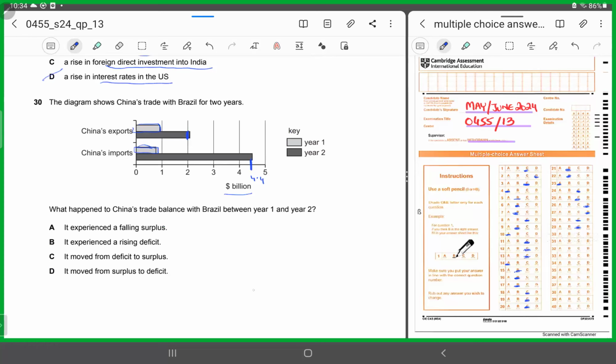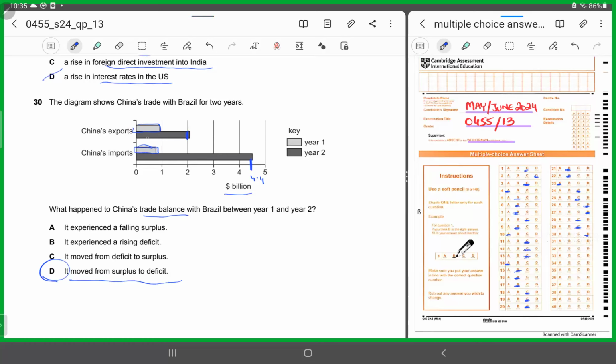So what do you think would have happened? Yes. Now the trade balance is in a deficit scenario. Initially, the exports were more and the imports were less, so you were in a surplus. And in year 2, it went into a deficit, right? So we are moving from a situation of surplus to deficit. So it has to be D. 30 has to be D.